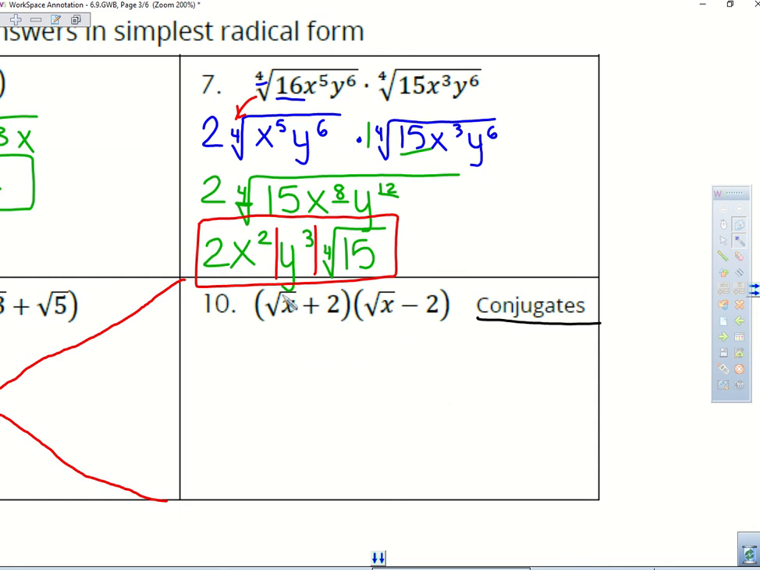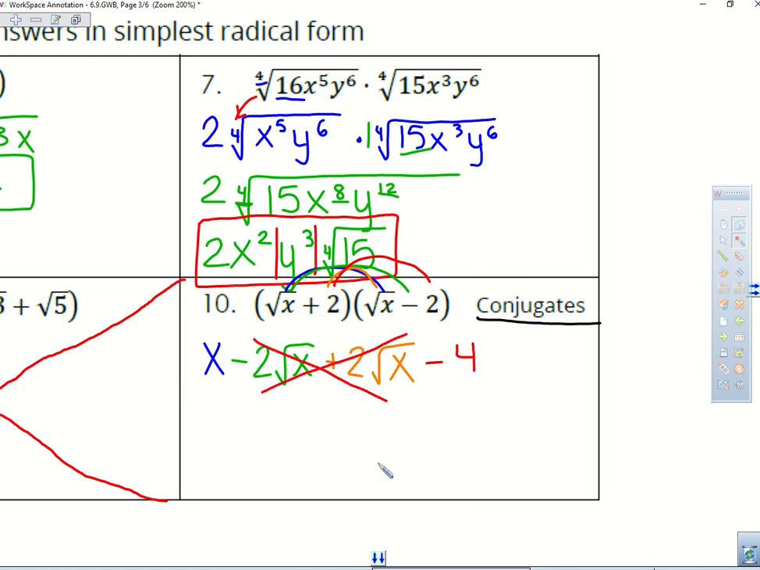So what we're going to do is we're going to FOIL this. So we have the square root of x times the square root of x. Now here's another thing that's important. When you multiply 2 identical square roots together, it just becomes whatever's on the inside of them, which is x. Outer is minus 2 radical x. Inner is plus 2 square root of x. And then last is 2 times negative 2, which is? Negative 4. Yes. What do you notice is going to happen with those 2 middle terms? They're going to cancel out. It's going to be x minus 4.